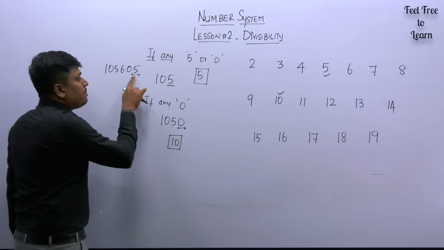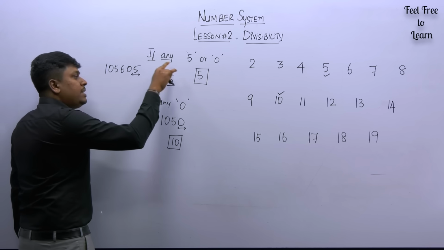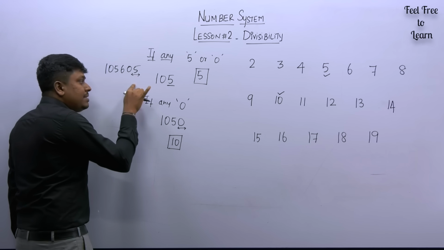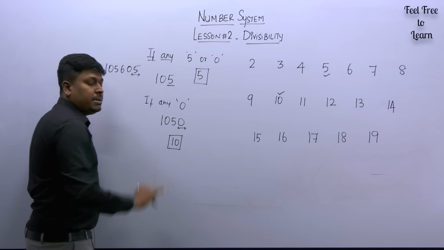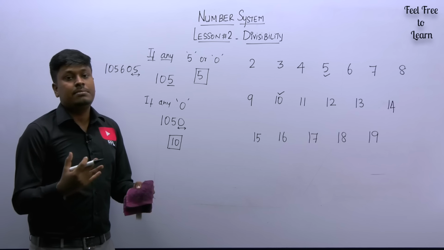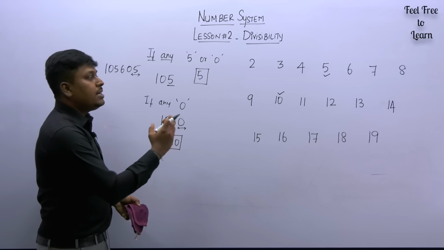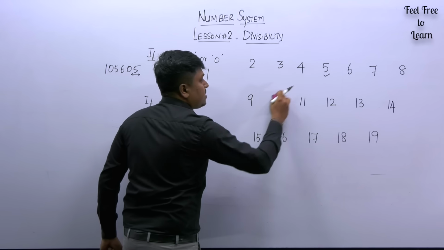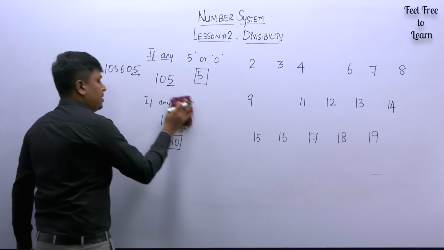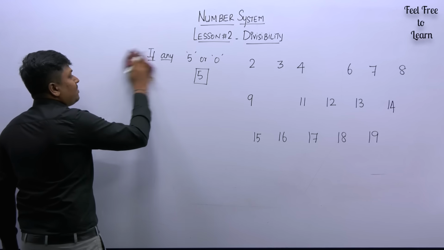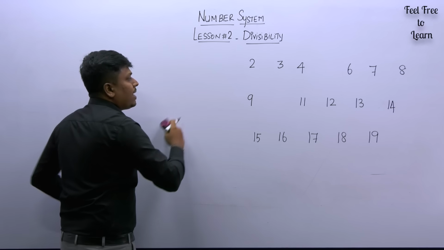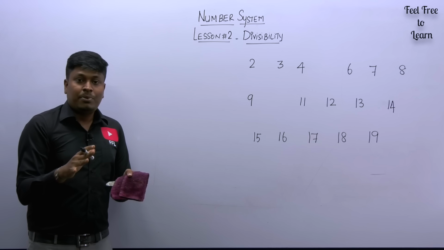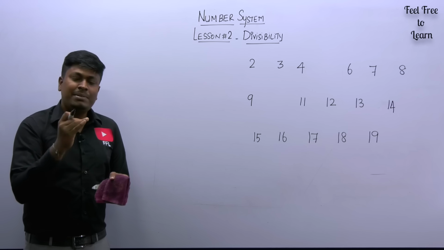Similarly, if the last digit is 0, then the same number will be divisible by 5, and if the last digit of a given number is 0, then the same number is divisible by 10. This is called the divisibility rule. Understood, friends? This is the divisibility rule for 5 as well as 10. So we have learned two numbers, one is 5 and the second is 10. It is easy, right? Some students will sit and memorize from 2 to 19. Don't do that. If you separate like this, then learning this divisibility rule process will be very simple.